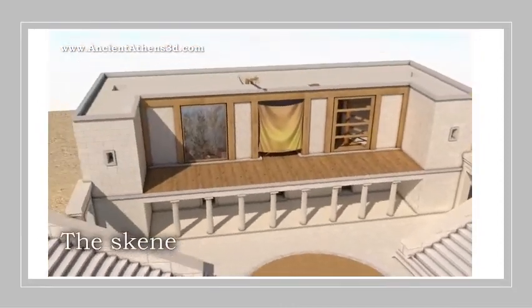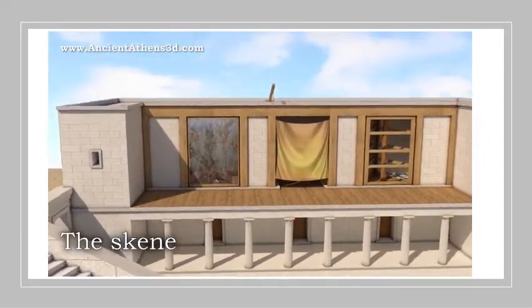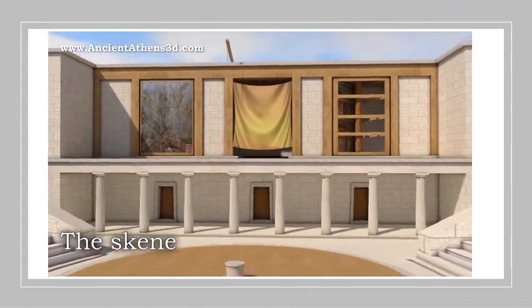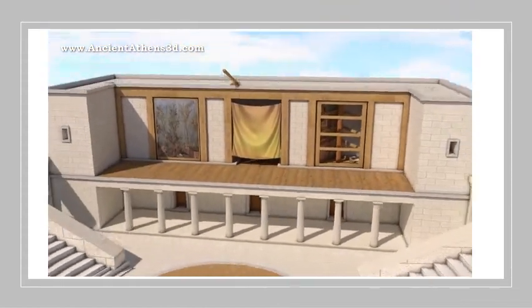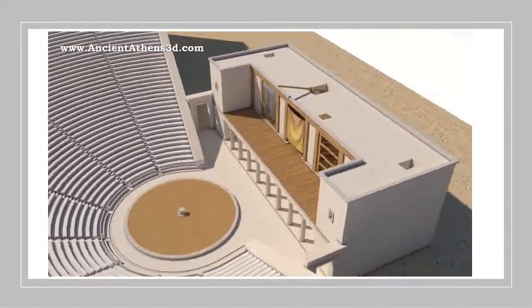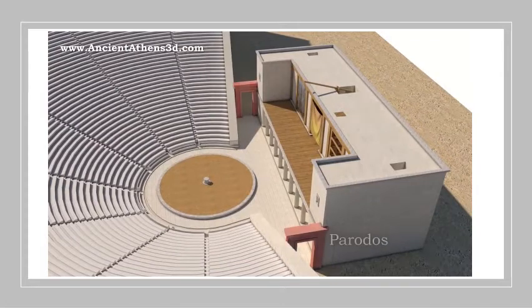The skene building was the actual stage where the actors stood and had a complex function. It was used as a storage space, as a dressing room, and as a backdrop that was transformed depending on the play. To the right and left of the skene were the paradoi, the entrances for the spectators and the actors too.